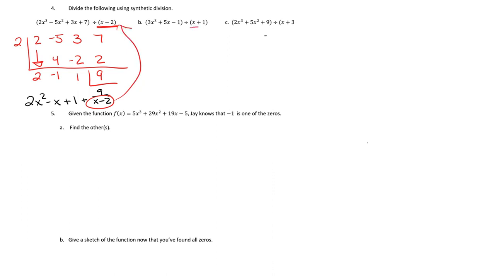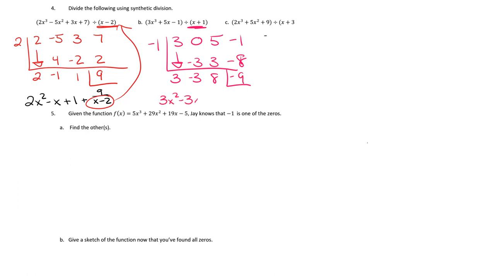Alright, next one. Solve for x. Write the coefficients. 3. Oh, this was missing a squared, so it's 0, 5, negative 1. Drop it like it's hot. Is 3. Multiply, negative 3. Add, negative 3. Multiply, 3. Add, 8. Multiply, negative 8, sorry. And negative 9. So this would be 3x squared minus 3x plus 8. Now because this is negative, it's minus 9 over what I divided by.